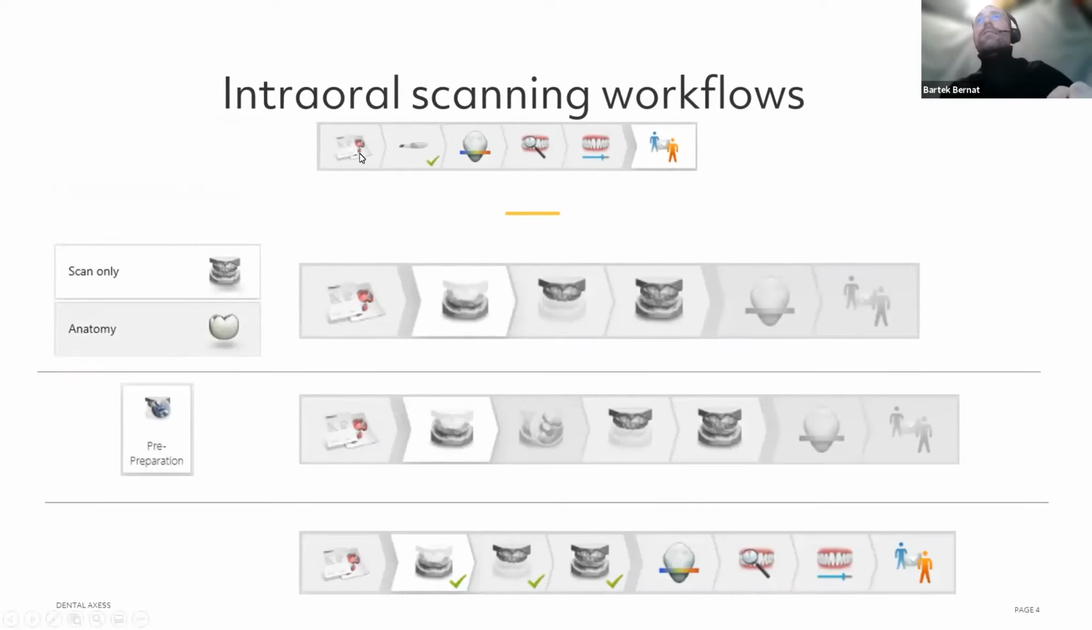Okay, I hope you can see my cursor here. So basically on the top here, you have the full workflow of the TRIOS scanning. Every order starts from the order sheet, which is over here. Then you have a scanning phase. This is when you do the scanning, usually lower, upper, and the bite. And then there's the analyze phase here.